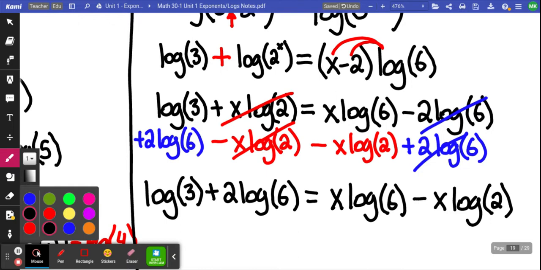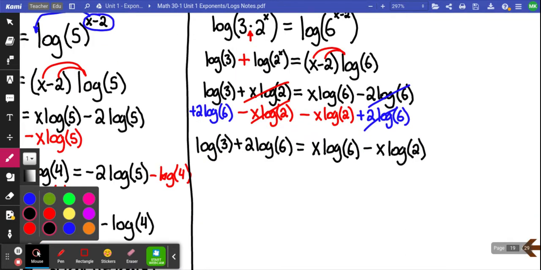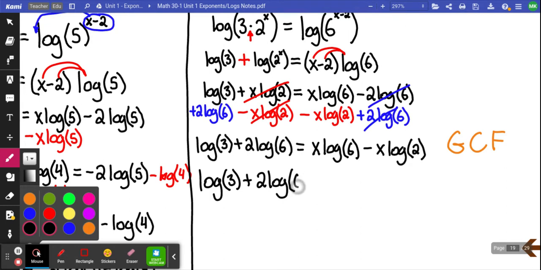I did a lot of movements there, so just make sure we're on the same page. We're good with where things went. My goal was getting x's to the right, everything else that doesn't have an x to the left. Sweet, on the right-hand side, I'm caught in this weird limbo, right, where I've got x's attached to logs. Our trick to that yesterday was we were going to GCF an x out. So on that right-hand side, to get that x by itself, I'm going to GCF an x out. That means I have log 3 plus 2 log 6 equals x as my GCF, log 6 minus log 2.